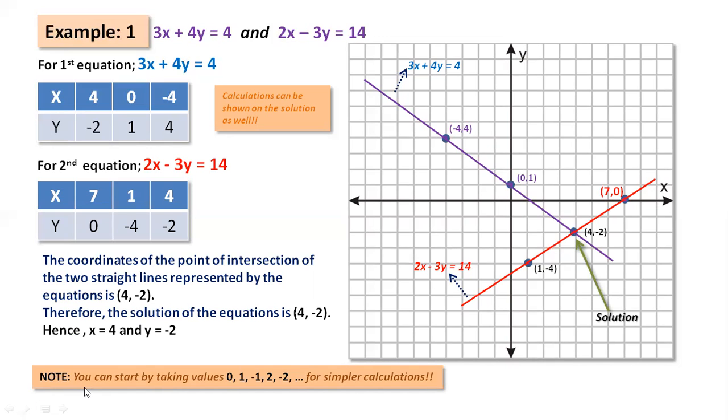Note, you can start by taking the values 0, 1, minus 1, 2, minus 2, and so on, for simpler calculations. If you put in small values, it will be easy to show them on graph paper also. Try to get whole numbers as the coordinates, so that it becomes easy to show them on graph paper.